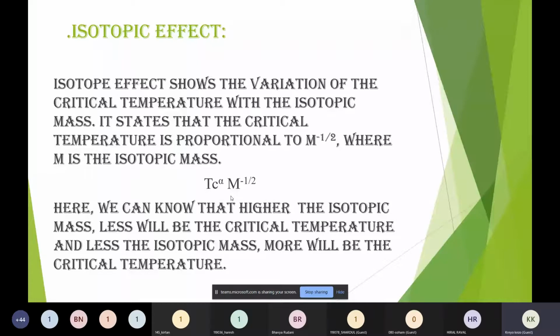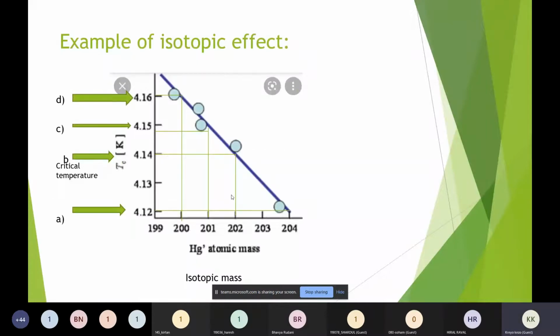Let us see an example of the isotopic effect. So from this diagram, we can clearly see that increase in the isotopic mass leads to decrease in critical temperature, and decrease in the isotopic mass leads to increase in critical temperature.